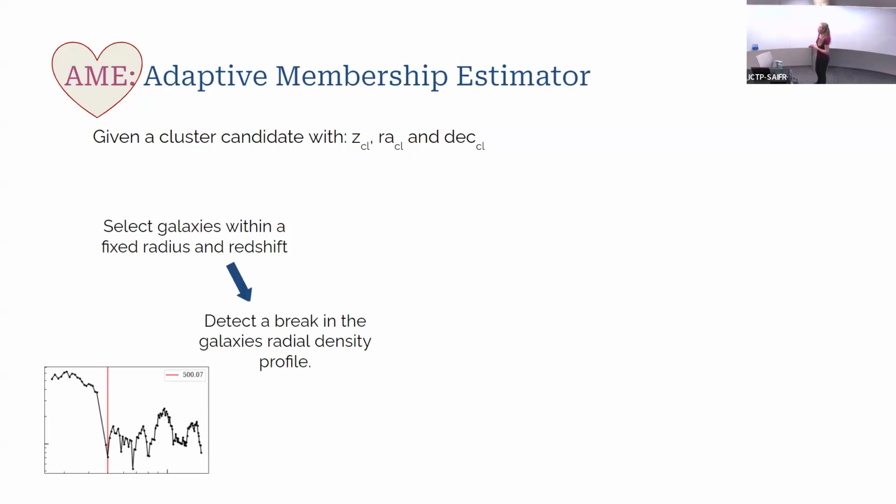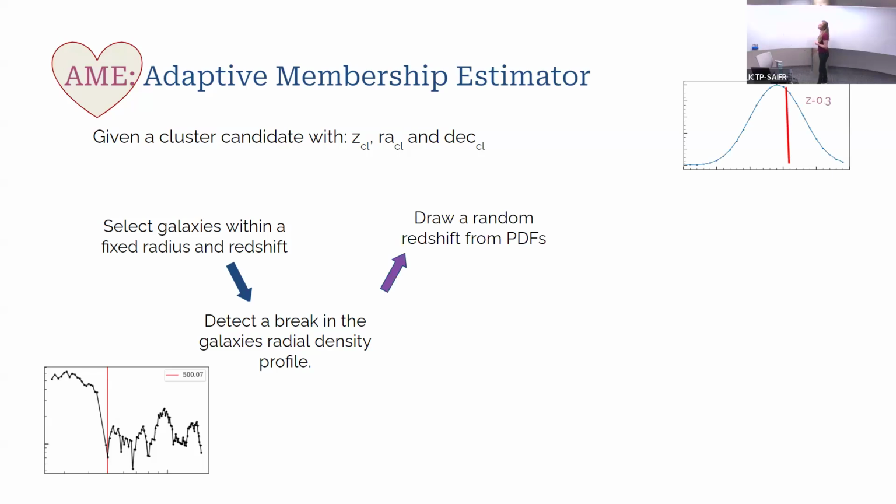And then we detect a break in the galaxy density profile. Here you can see that it goes from the cluster center to the outskirts, and eventually we will have this drop in the profile. This is what we are calling the characteristic radius of the cluster. We will calculate the memberships inside this radius.